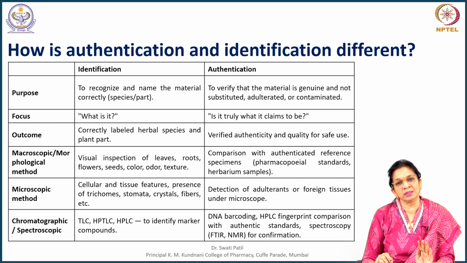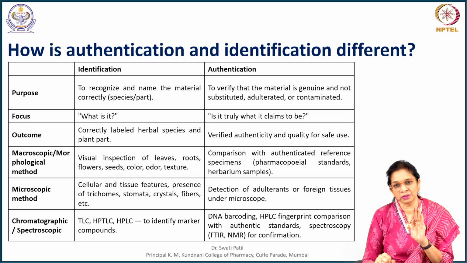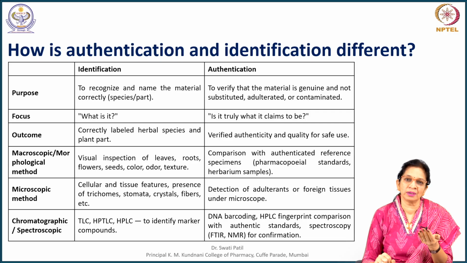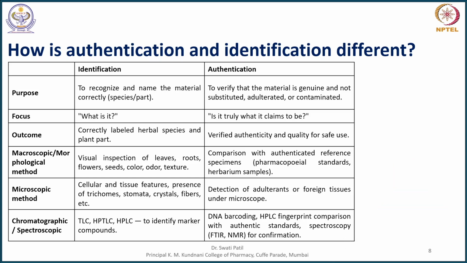Chromatographic techniques, TLC, HPTLC, HPLC can be used to identify marker compounds. So, most of the times a common marker compound is used to identify, but suppose we use a particular marker. For example, when we are doing authentication of cinchona bark, if we use quinine instead of a tannin or gallic acid, we can authenticate that it is cinchona bark. Or a modern method of authentication is doing a DNA fingerprinting for that particular bark.